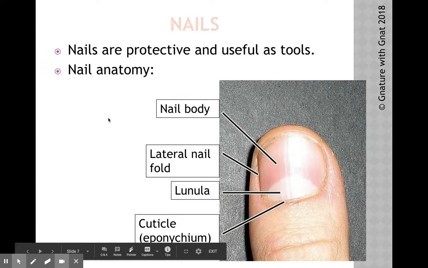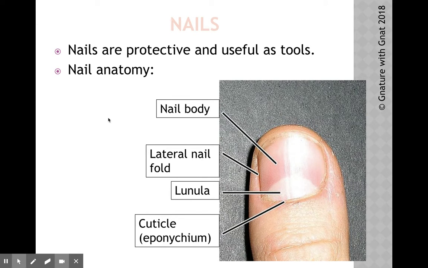Again, not a lot to nails, but they do actually serve a couple of really important purposes. And we know that one overall purpose of the integumentary system is protection, and nails really do serve that purpose as well.